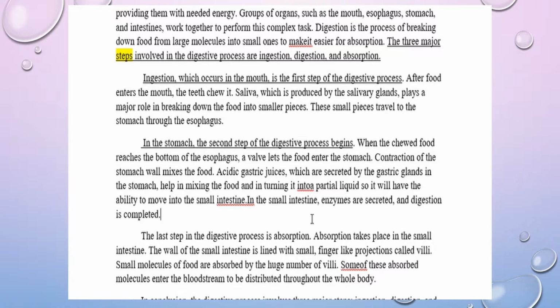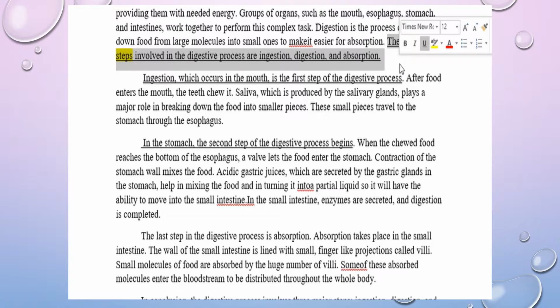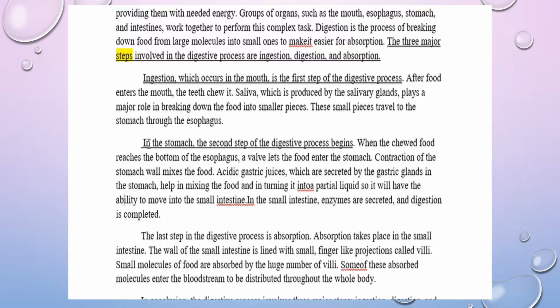Remember, the thesis is the three major steps in the digestive process are ingestion, digestion, and absorption. This particular main idea of this body paragraph provides us with the second step in the digestive process, which is digestion.